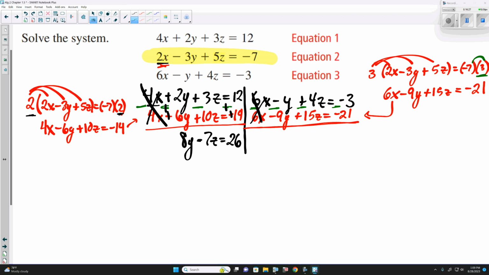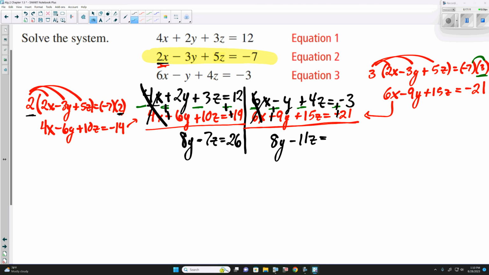Our next one, negative y minus negative 9y. So the negative makes a plus. So we have negative y plus 9y. So negative 1 plus 9 is 8y. It would just be the one after it if it is negative. And the last one we have, 4z minus 15z, negative 11z, is equal to negative 3 minus negative 21.